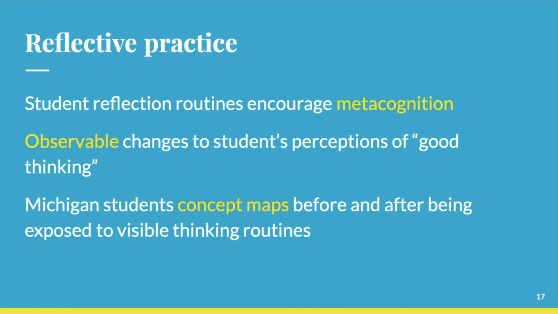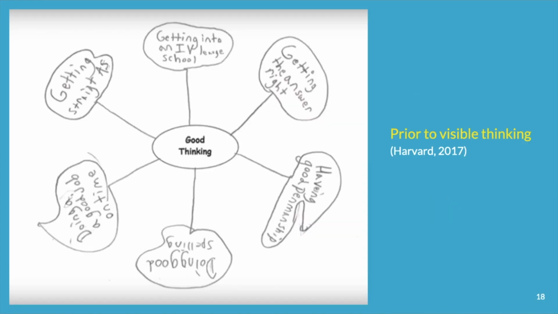The value of visible thinking routines in furthering the goals of the Alice Springs Declaration is really evident in a reflective concept map that students in Traverse City, Michigan were asked to complete about what makes good thinking both before and after they were exposed to visible thinking routines. So here's the concept map beforehand. You can see what this student has identified as good thinking involves very traditional views of intelligence, such as getting the right answer, getting into a good school, doing a good job on time, and having good spelling.